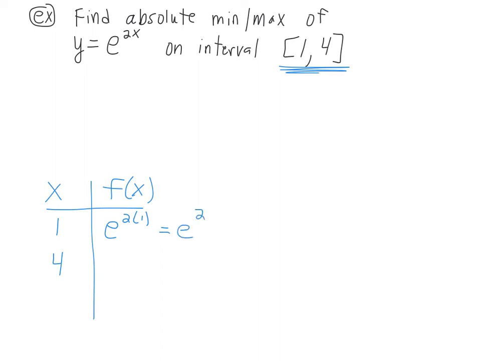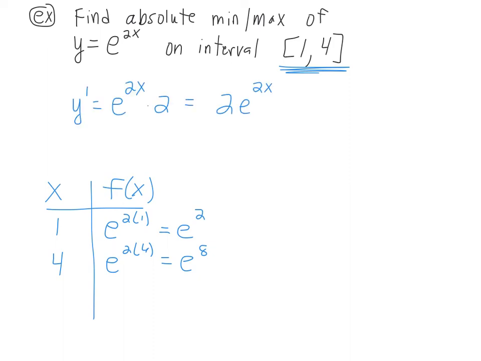Our first one is e squared, and our second one would be e to the 8th. We know e to the 8th is bigger than e squared. Next, let's check for critical points. So we need our derivative.